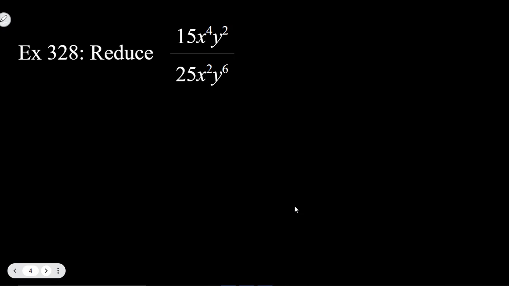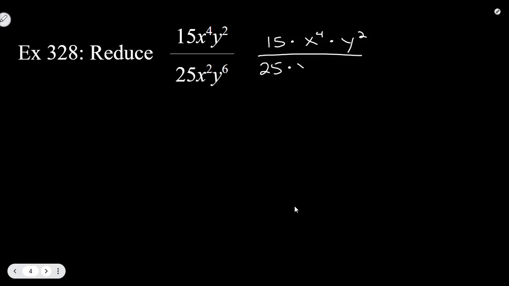Example 328, we're going to reduce this, and we did this in chapter 5 when we were working initially with our rules for exponents. And if you remember, this means 15 times x to the 4th times y squared. And on the bottom, it means 25 times x squared times y to the 6th. And when we have these things all multiplied together, each of these is a factor. Those are all factors, and on the bottom it's the same thing. So we can deal with the numbers and the x's and the y's all individually.